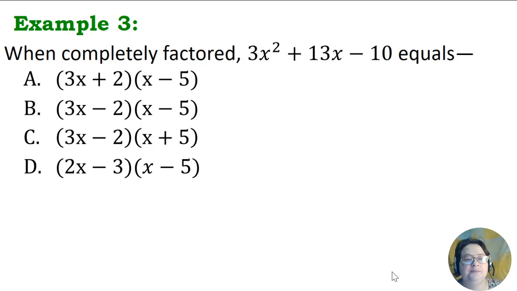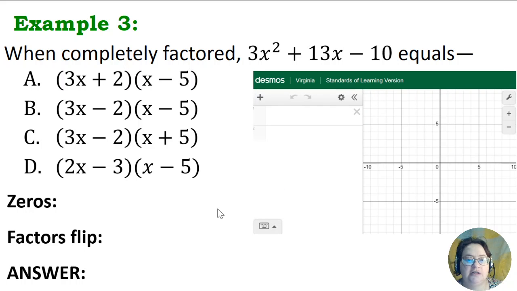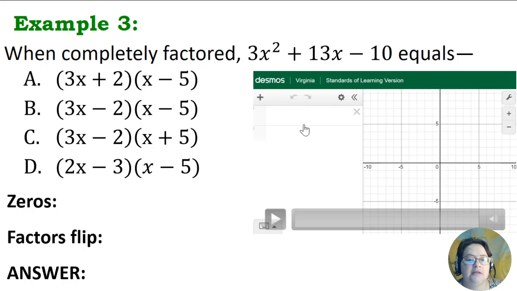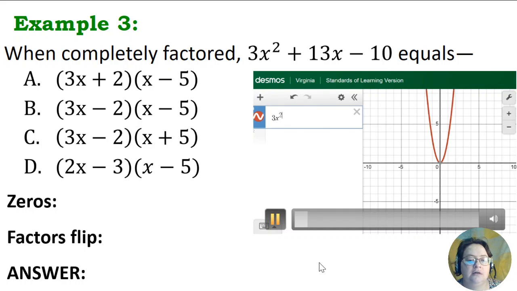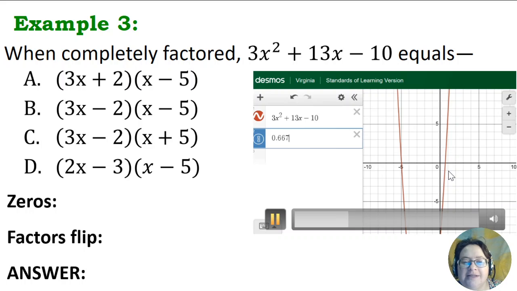Let's try another one. When completely factored, 3x squared plus 13x minus 10 equals. So first, I need to find my zeros. Then my factors are going to flip. So I go to Desmos to get zeros first. And I type in the first box my original expression. I see I've got zeros here at -5, 0, and at 0.667.